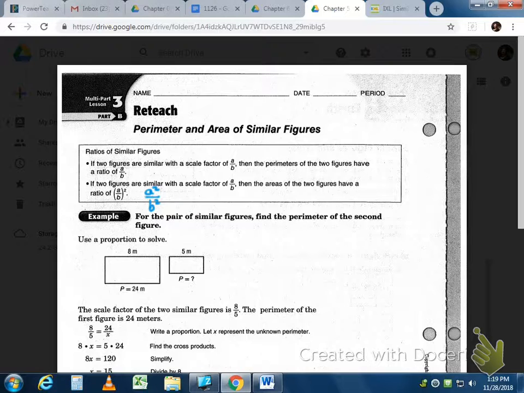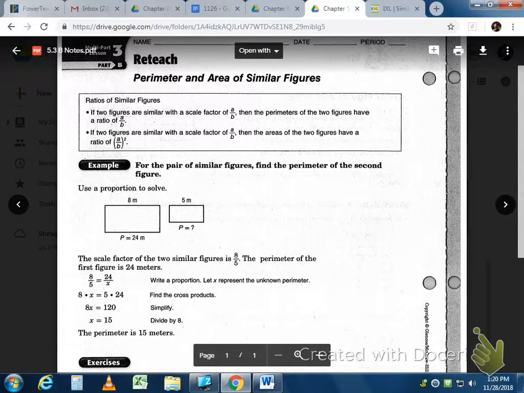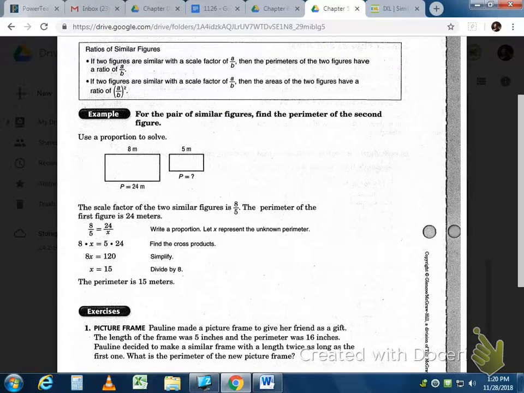Okay, so let's look at the example that they have done for us first before we do examples at the bottom. It says, for the pair of similar figures, find the perimeter of the second figure. If you're looking at these two rectangles, they have a ratio of 8 to 5. That's what we were doing yesterday, writing the corresponding sides. So 8 to 5, it kind of follows along with our big to small. Well, the perimeter of the biggest one is known, it's 24.